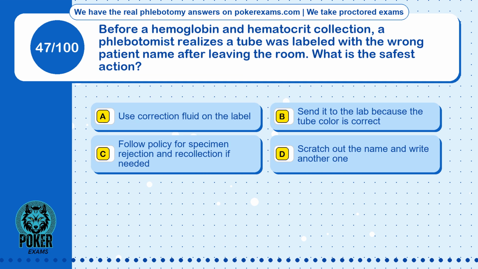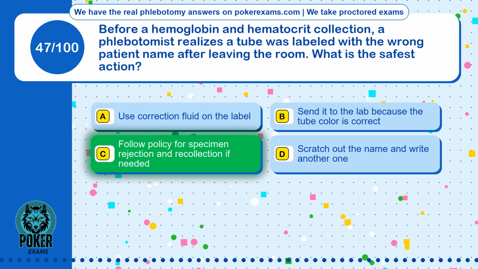Question 47. Before a hemoglobin and hematocrit collection, a phlebotomist realizes a tube was labeled with the wrong patient name after leaving the room. What is the safest action? Option A. Use correction fluid on the label. Option B, send it to the lab because the tube color is correct. Option C, follow policy for specimen rejection and recollection if needed. Option D, scratch out the name and write another one.